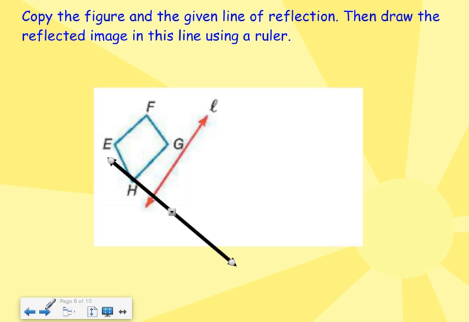Once your line is perpendicular to the red line, you're going to kind of shimmy it till you get to a vertex on your shape. So I get to H. And then I'm going to try to keep the same distance away on the other side of the line. So this is about this far. So I'm going to come over here and put a dot.